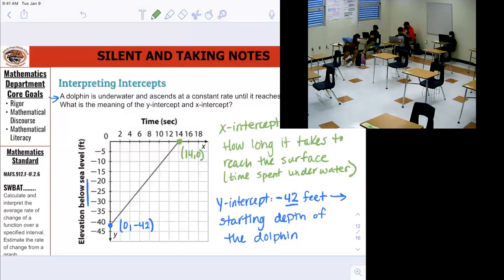Okay, so notice, guys, with X and Y intercept, for the majority of these types of problems that you're going to see, the Y intercept is your starting place and the X intercept is your ending place. Usually it's the amount of time that it takes, but sometimes it's not time, sometimes it's something else. But either way, Y intercept represents where you start and X intercept represents how long it took you to get to your ending place or something to do with the ending.